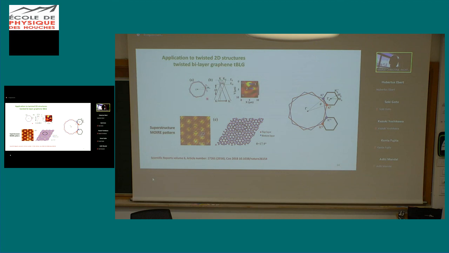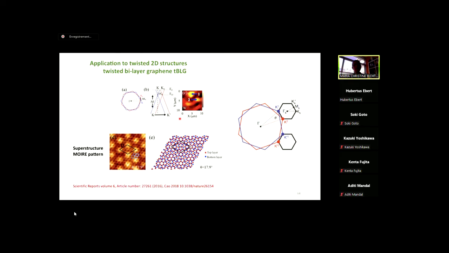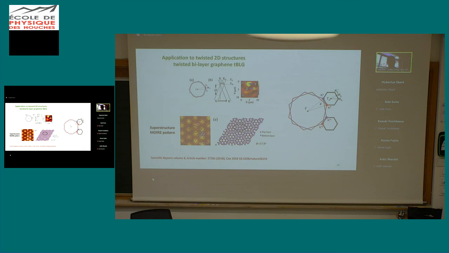Graphene gives you the Dirac cones at the K points, and so you have the two Dirac cones which will hybridize, which will interact. What you get from the superposition of these two hexagonal patterns is a moiré pattern, which will form the superstructure on your material.